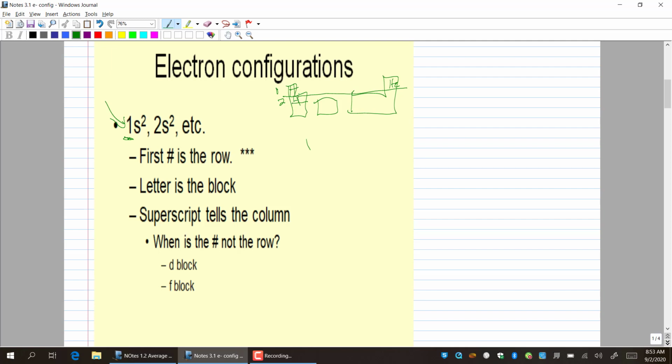Okay. The letter is the block. So this is the S block. On your periodic table, you want to draw a little ghetto periodic table. I suppose I'll color mine in. There's my S. The next block is the one all the way over here called P. And this guy right here is P block.